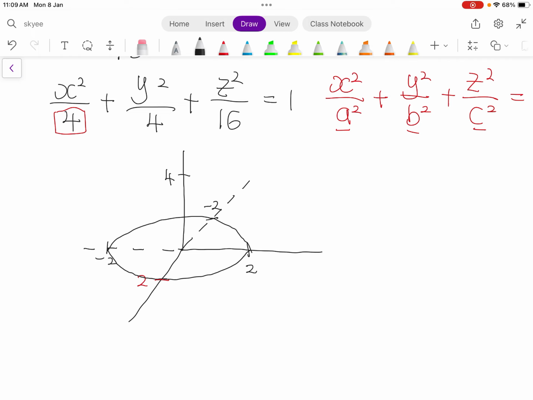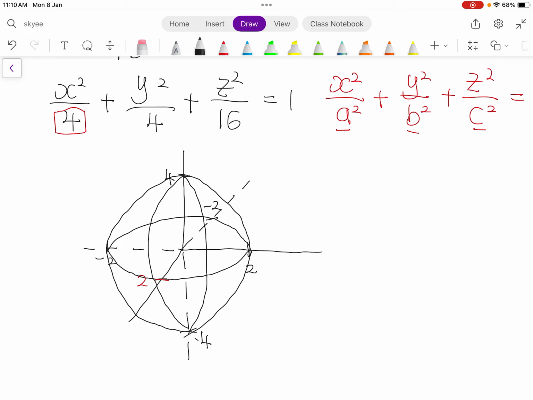Okay, and then you will have this shape, -4. So you have to sketch like this. The ellipsoid, right? So the ellipsoid. Okay, so you have this one. So this one is the 3D drawing.